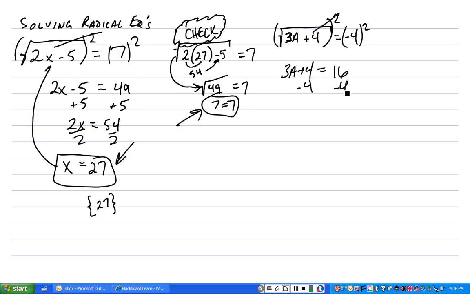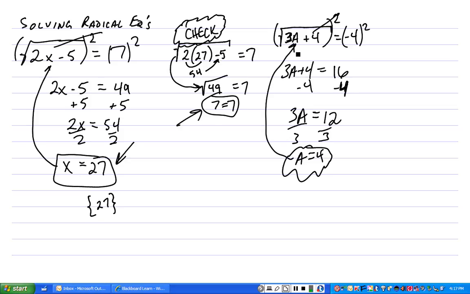So now minus 4 minus 4, 3a equals, this is a 4 too, by the way, make sure we're not confused. That's a 4. 16 minus 4 is 12. 3a equals 12, so a equals 4. So that's what we found. A equals 4. So now we have to take it and plug it back into the initial problem. So now we do our check.